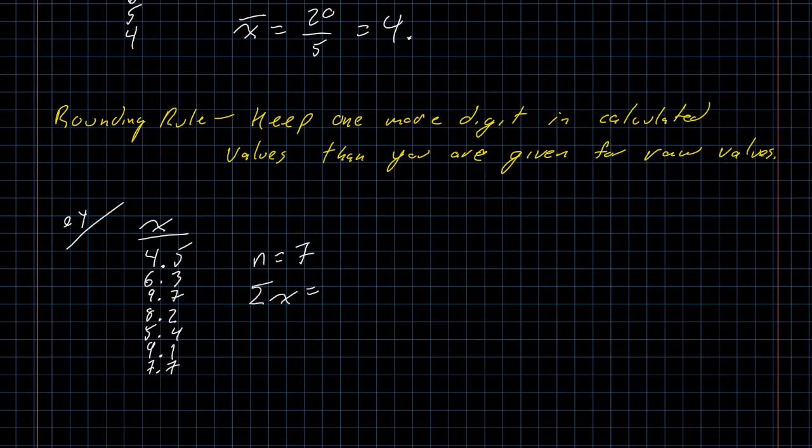If I add them all together, I get 50.9. And if I take 50.9 and I divide by 7, I get a really ugly decimal number. 7.27142857, etc.